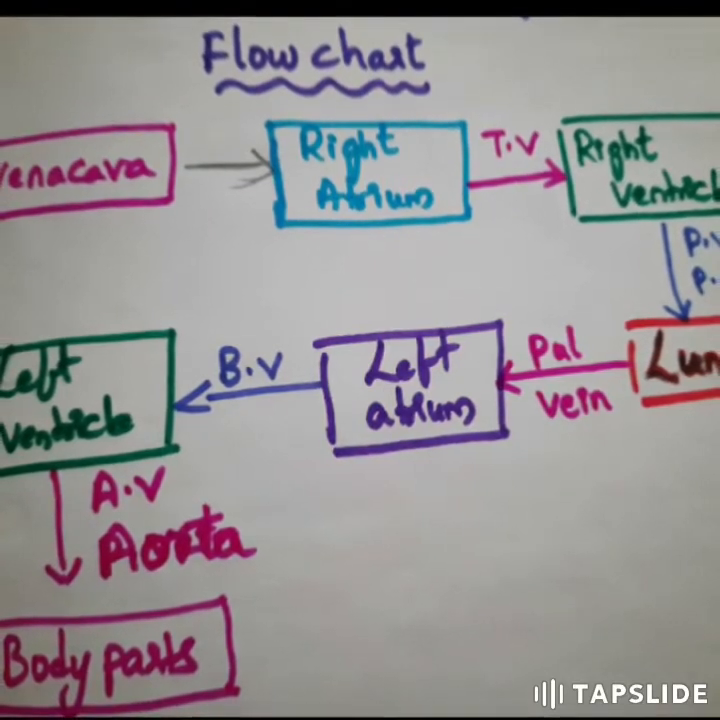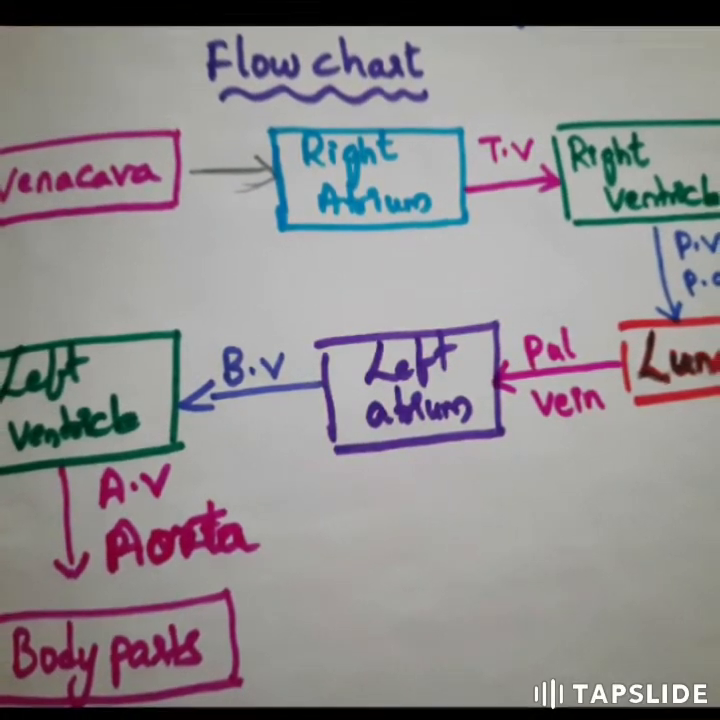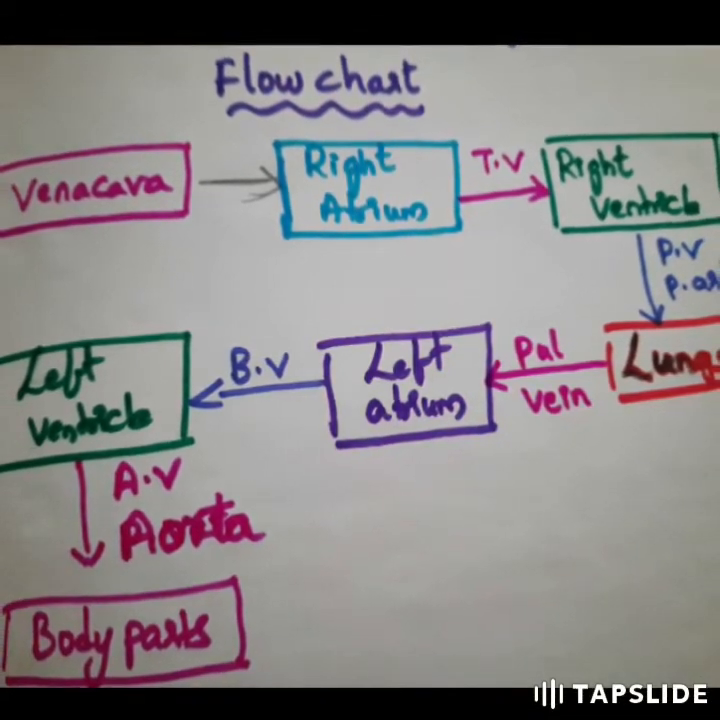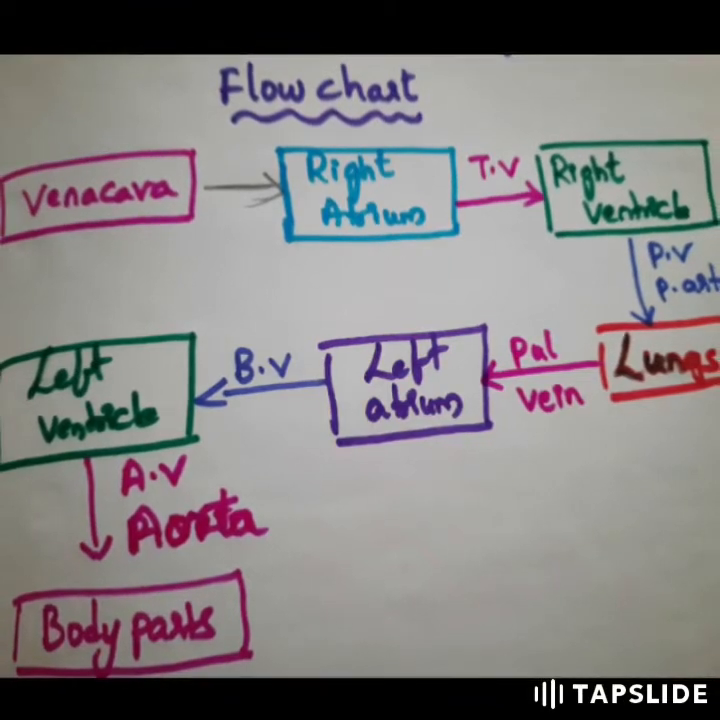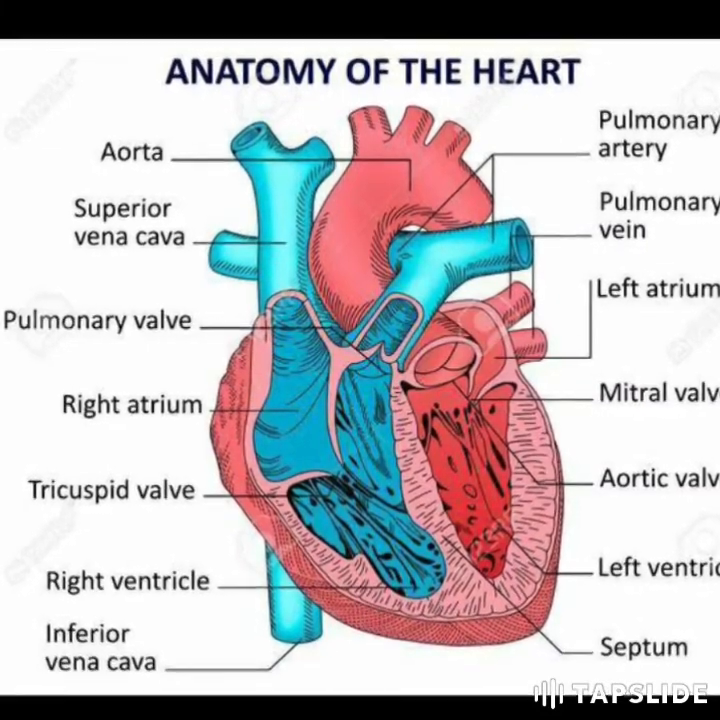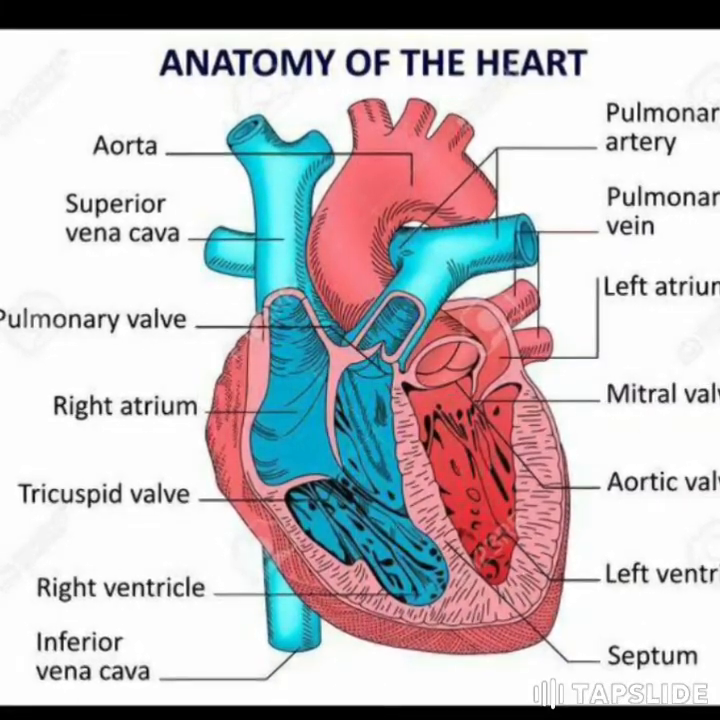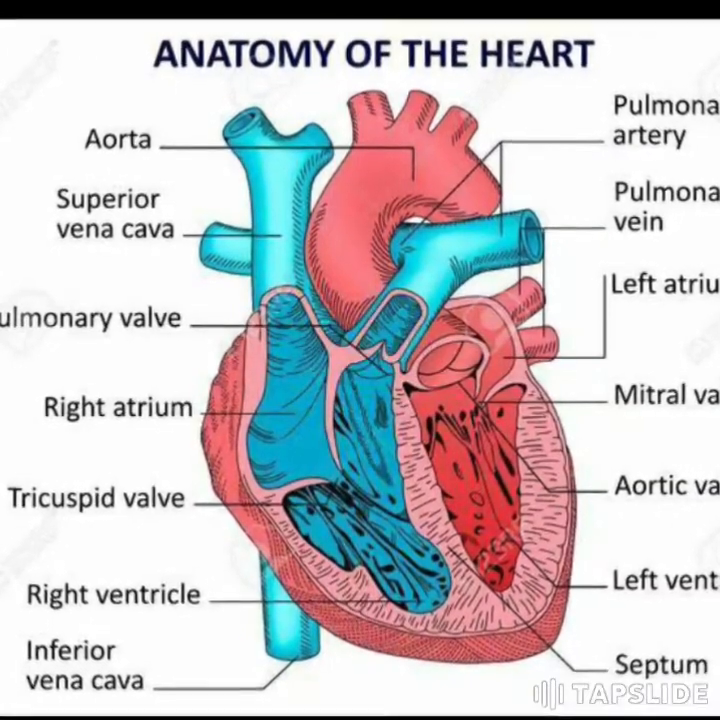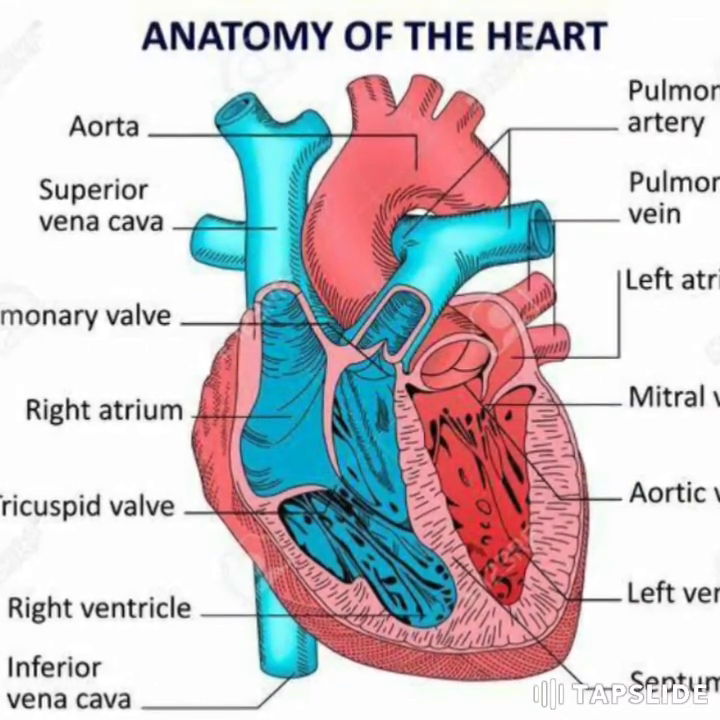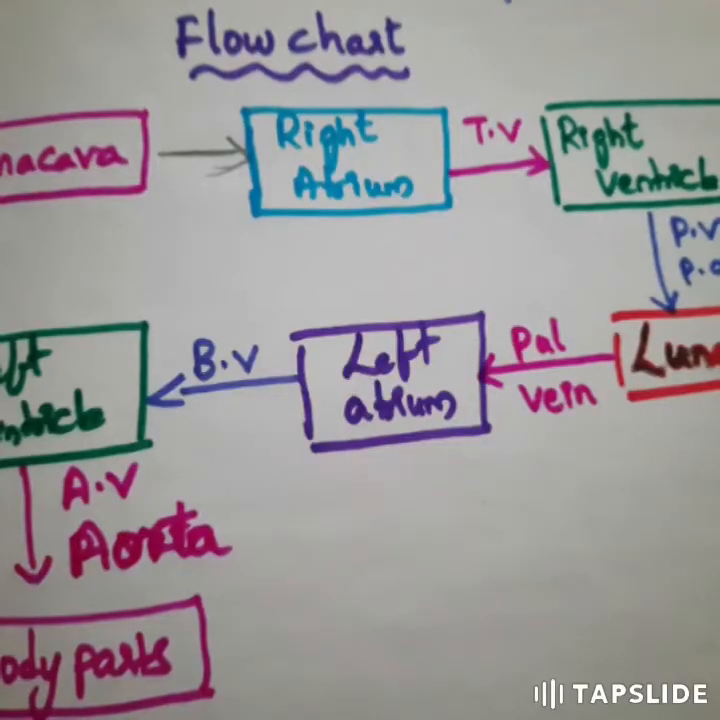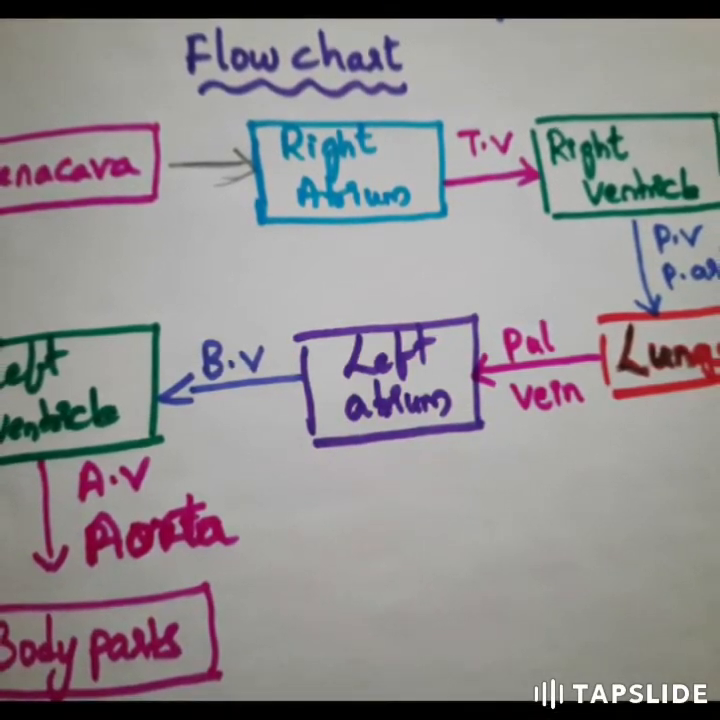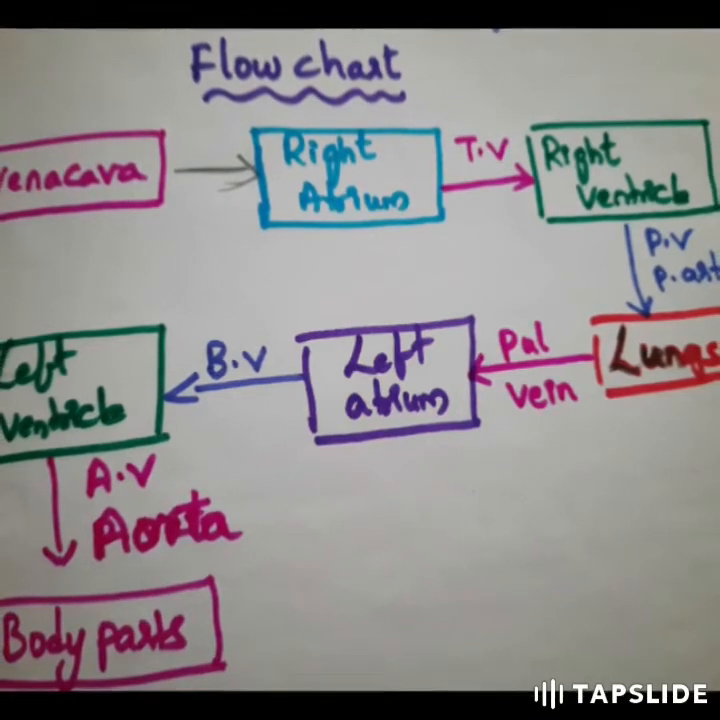Now, coming to the physiology of our heart, what will happen is, all the impure blood from the lower part of our body will get collected by a large vein known as the vena cava. From the vena cava, all the impure blood will get dumped into the right atrium of our heart. From the right atrium, all the impure blood will get dumped into the right ventricle by the opening of the tricuspid valve.